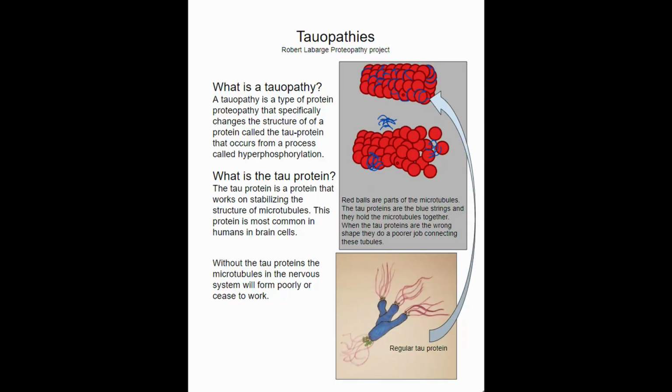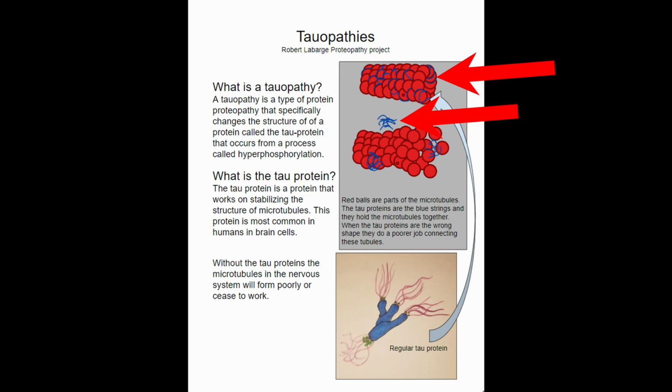Thank you. So I did my project on tauopathy, and tauopathy is a type of proteopathy that changes the structure of a protein called the tau protein in a process called hyperphosphorylation, where extra phosphate groups are added on to the protein and it denatures the protein, or changes the structure. The tau protein is a specific protein that alters the way that the microtubules in nervous cells of the human brain connect together. So the tau proteins actually latch on to the different small proteins in the microtubules and connect them together, as you can see here.